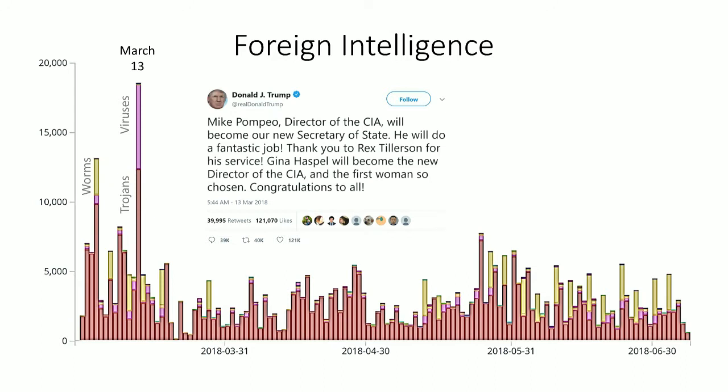I like this slide because it's a little bit controversial, but allow me to explain. The highest spike, now this is all detections of worms, Trojans, and viruses that we have seen, and again, this is based on thousands and millions of data points, in the US for the last 6 months. So the highest spike was on March 13th. So then I go back and I say, well, what happened on March 13th? And it was the day that Trump announced the name for the new Secretary of State and CIA director.